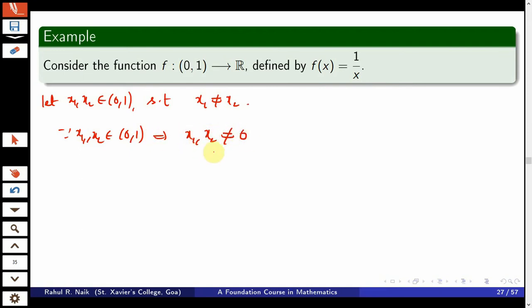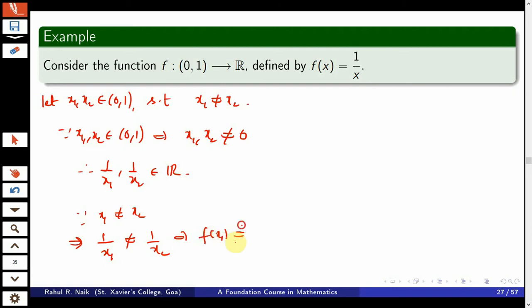I want this because I want to define 1 by x1 and 1 by x2, and therefore 1 by x1 and 1 by x2 are well-defined real numbers. Now, if x1 is not equal to x2, then this directly implies that 1 by x1 is also not equal to 1 by x2, and therefore f of x1 is not equal to f of x2, proving that f is 1-1 or injective.